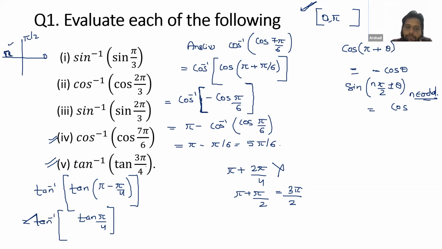In the second quadrant, tan is what? Positive or negative? Negative. Okay, so we will put a negative sign here. So here you will get tan inverse, and here you will write tan of minus pi by 4. And tan inverse tan will give you minus pi by 4. Is this clear?